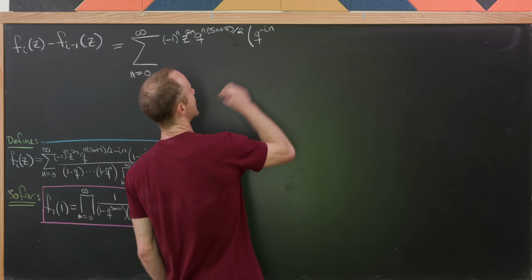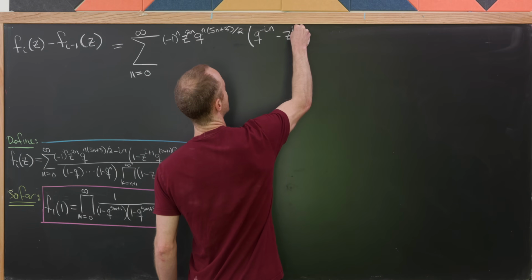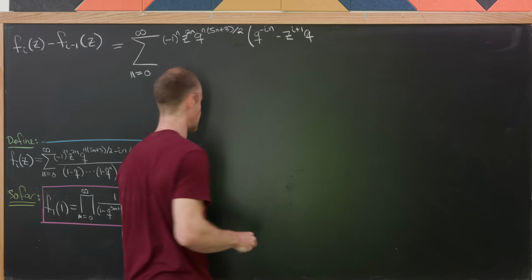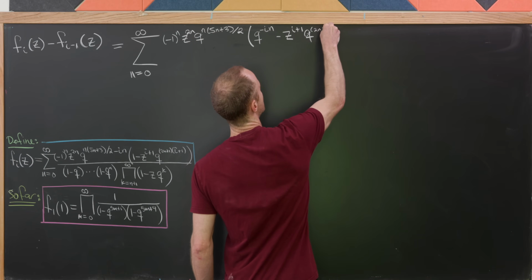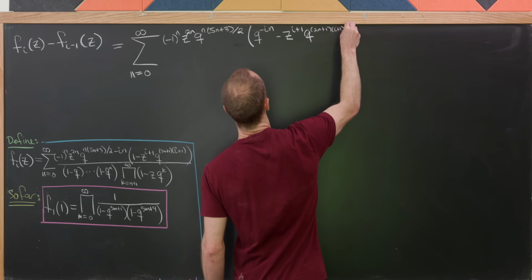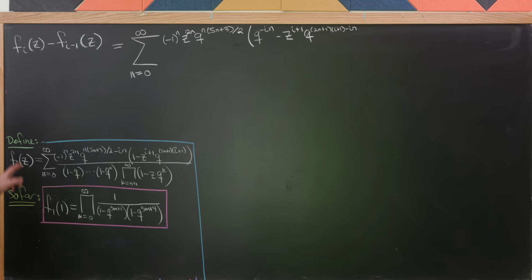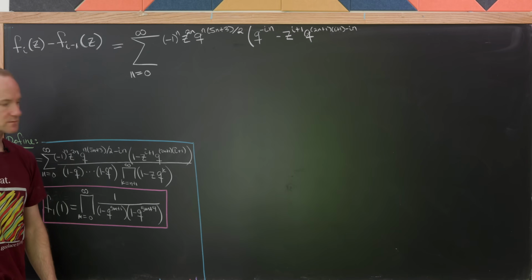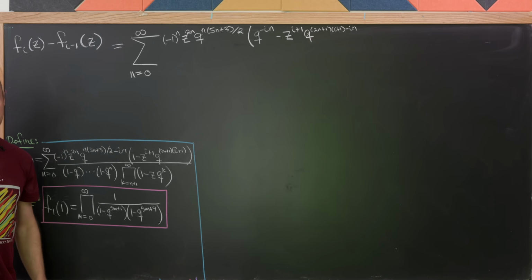Okay, and then next up we'll have minus z^(i+1) times q to what? Well, it's going to be (2n+1)(i+1), and then minus in. So again, that comes from this f sub i of z, where this q^(-in) multiplies into the second term.